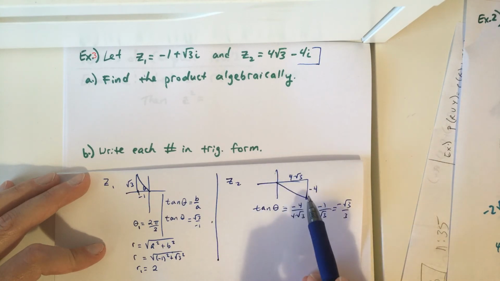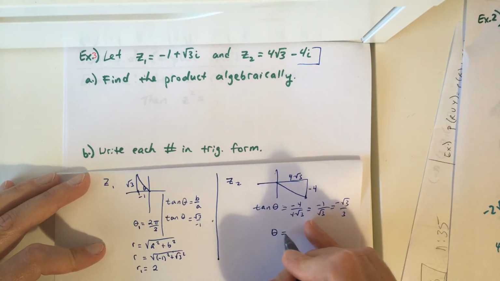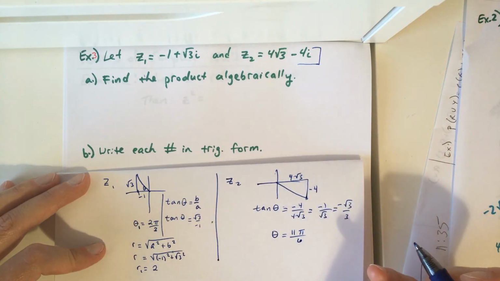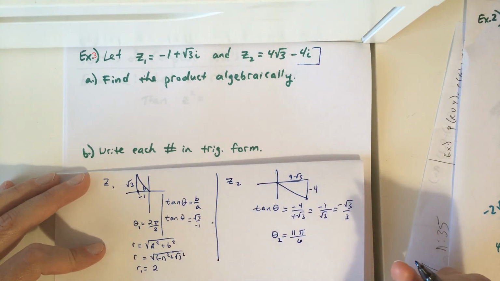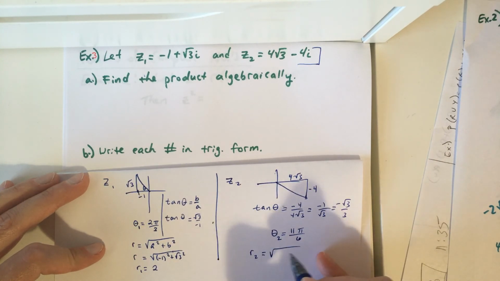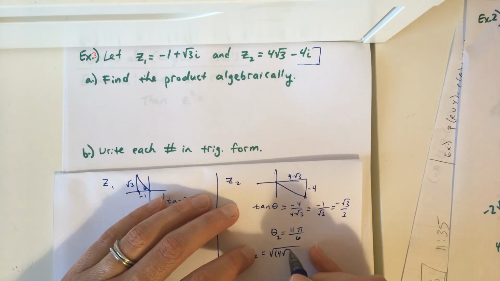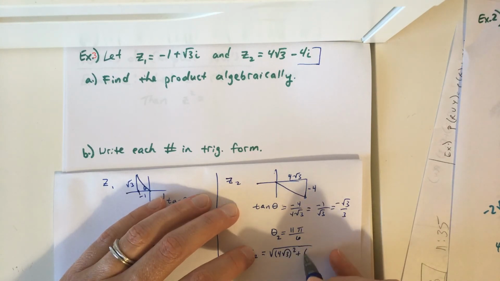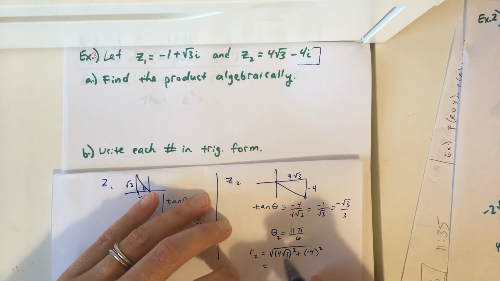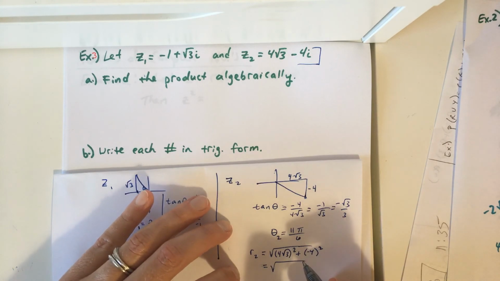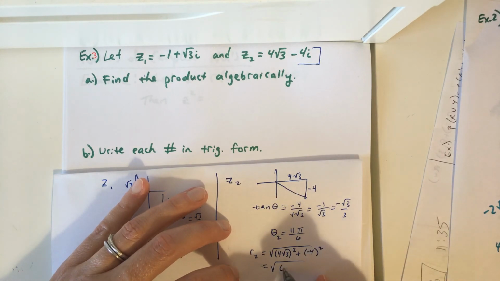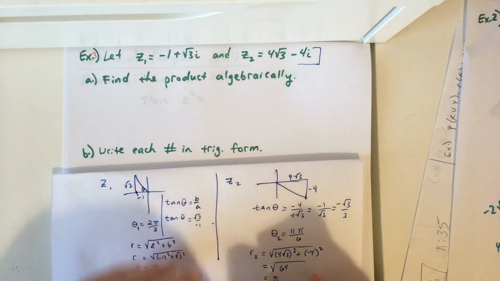We can also see by the illustration that that angle, because of the quadrant that it's in, is going to be the angle 11 pi over 6. This is our second angle, so I'm going to call it theta2. We also need to find the second radius, and we can do that by doing the square root of a squared plus b squared. So this would be 16 times 3 plus 16. If we simplify all that, we get 64, and the square root of 64 is 8.